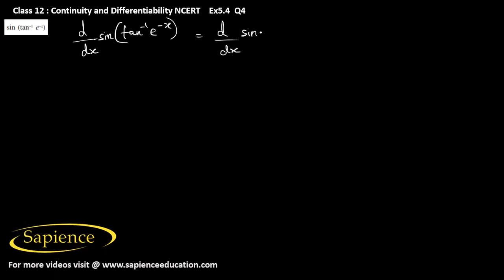So here we have to find the derivative of sine of tan inverse e power minus x with respect to x. So this will be d by dx of sine of tan inverse of e power minus x. So it will be d by dx of sine y, where we can take y as tan inverse of e power minus x, suppose. So then this we can write as d by dy of sine y into dy by dx.